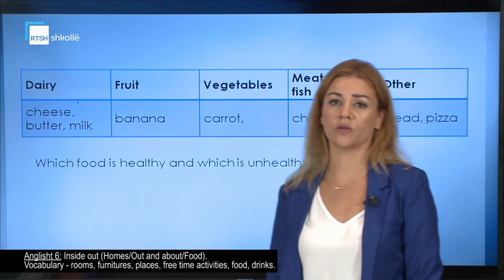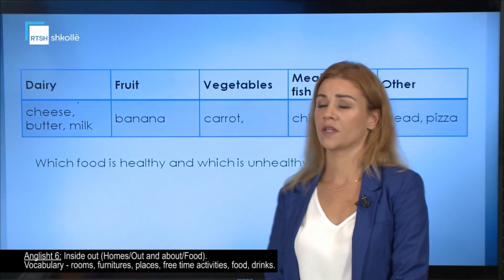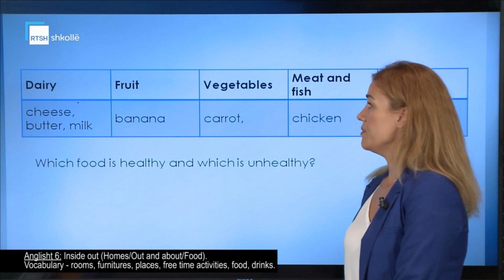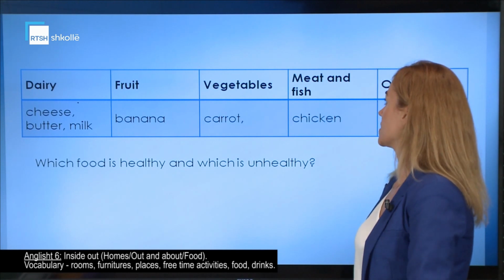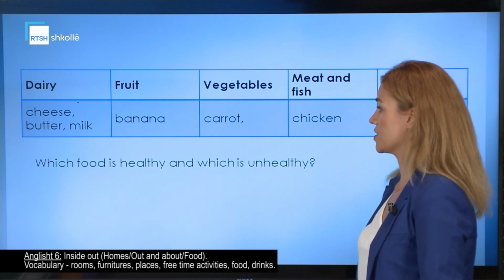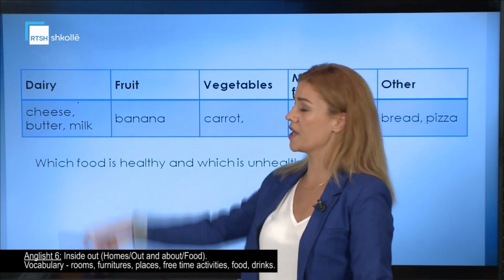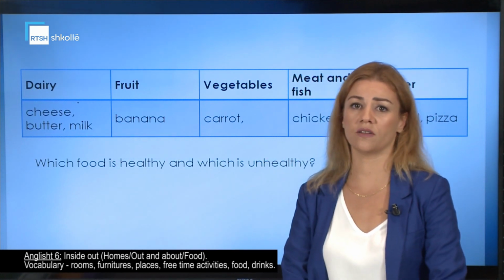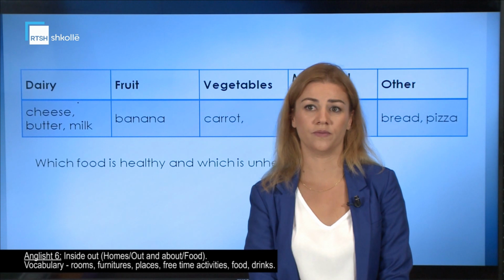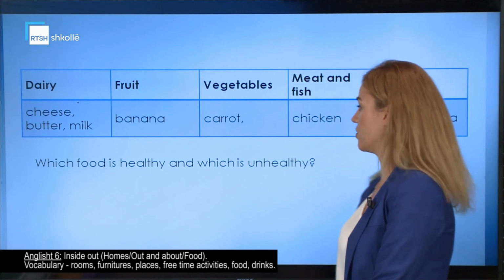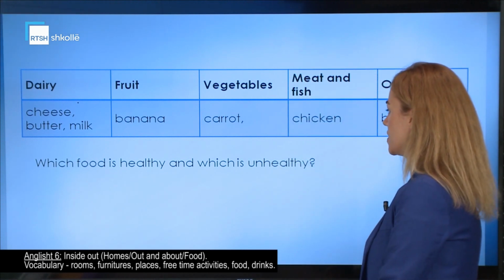Now you are going to complete the table. Dairy, fruit, vegetables, meat and fish and others. You are going to write under the headings the words that are the appropriate ones. Now think, which food is healthy and which is unhealthy?